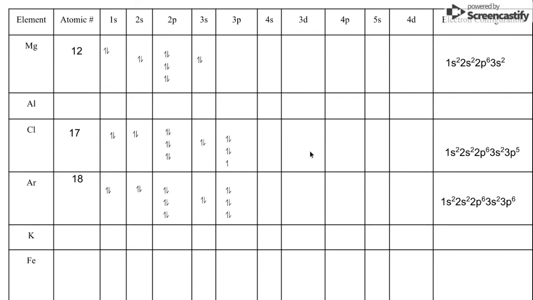The last one I'm going to do with you is iron. Iron is number 26. It has 26 electrons.